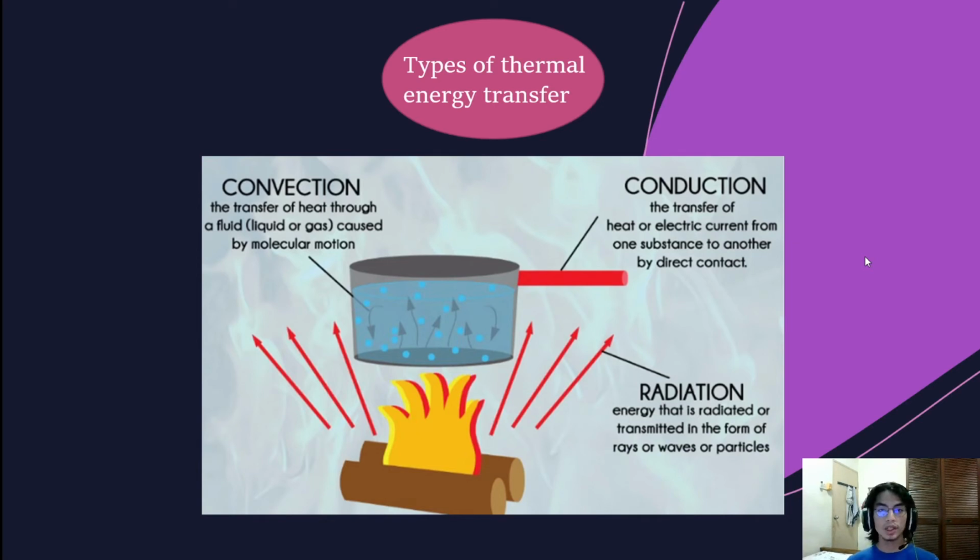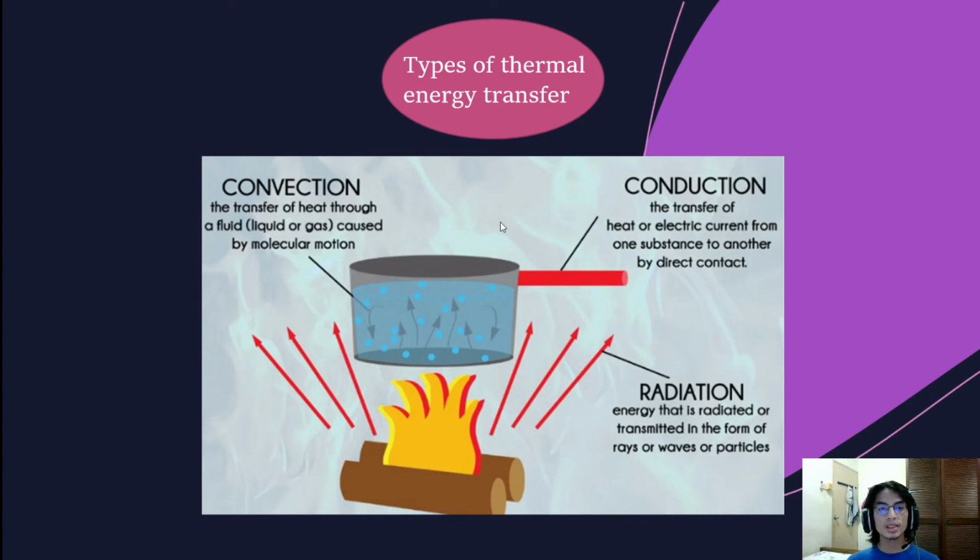So what are the types of thermal energy transfer? There are 3 types. The first one is conduction, then convection, and thirdly radiation. What is conduction? Conduction is the transfer of heat or electric current from one substance to another by direct contact. As you can see in the picture, the pot: conduction happens at the handle of the pot because we are having direct contact with the handle. So heat transfer, direct contact.